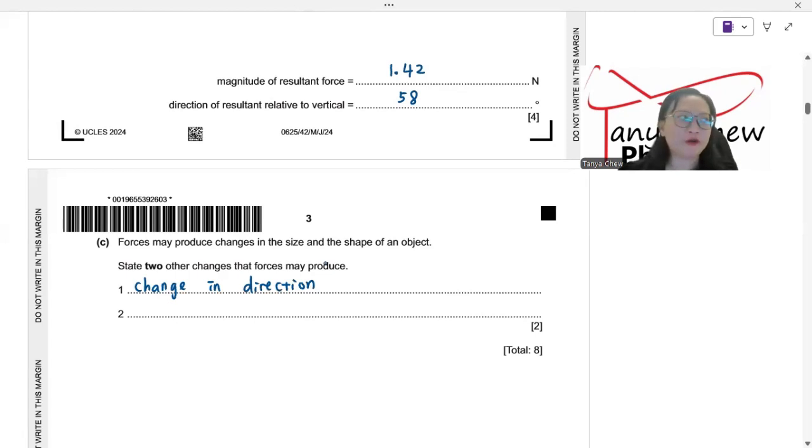And force. Whenever an object, like let's say the ball is rolling in front of me and I feel like kicking the ball, so I kick the ball forward. What happens to the ball? The ball will move even faster. That is called accelerating the object. So accelerates object. That's all.